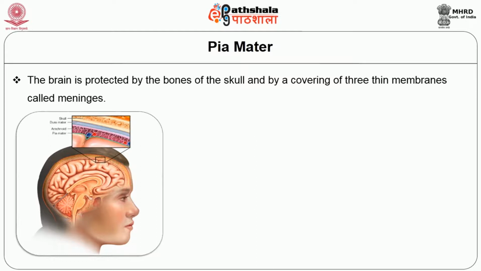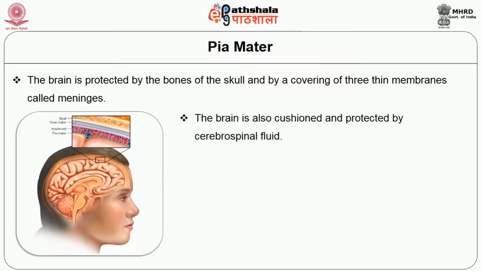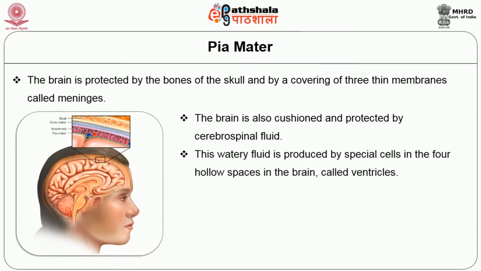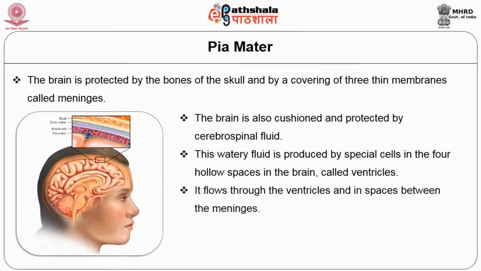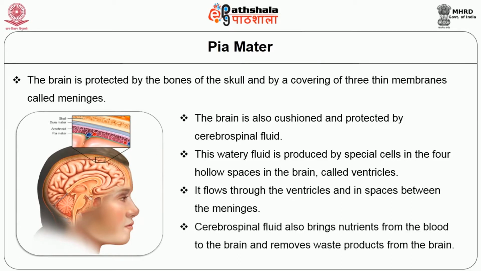The brain is also cushioned and protected by cerebrospinal fluid. This watery fluid is produced by special cells in the four hollow spaces in the brain called ventricles. It flows through the ventricles and in spaces between the meninges. The cerebrospinal fluid also brings nutrients from the blood to the brain and removes the waste products from the brain.